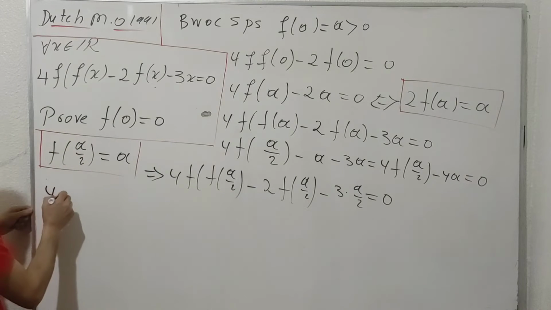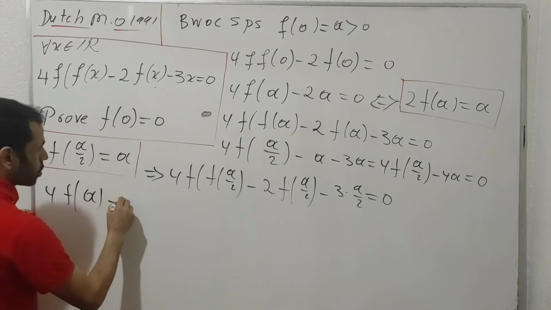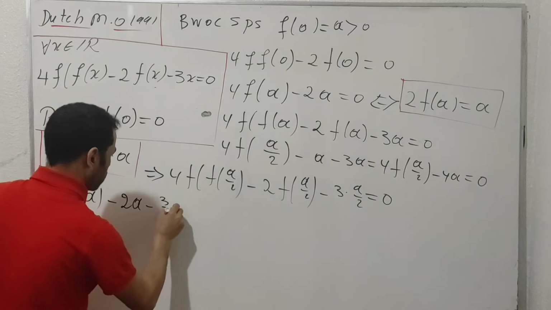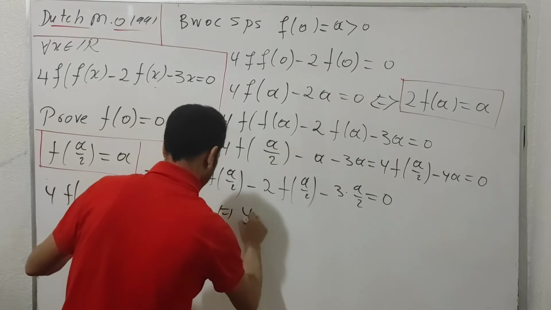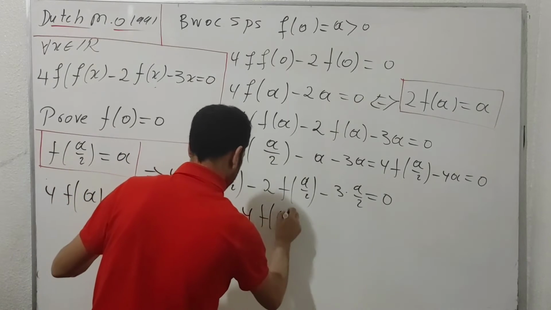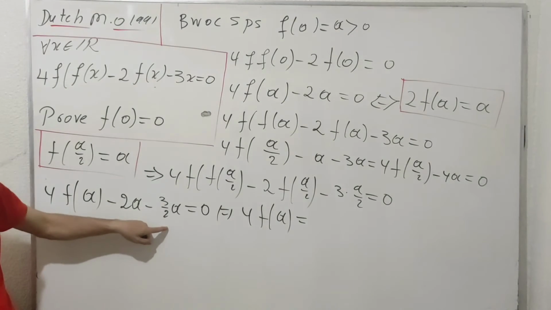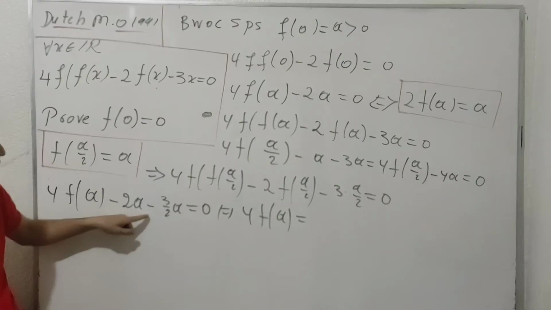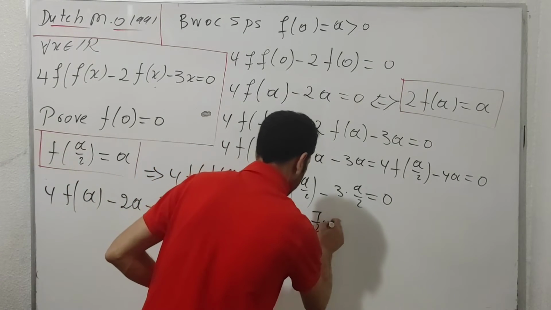I will get 4 f of A minus 2A minus 3 over 2a equals 0. Equivalent, 4 multiplied by f of a. So by calculating, this one is giving us minus 4a minus 3a, which is minus 7 over 2a. I'm going to take minus 7 over 2a to the other side. I will get equals 7 over 2a. Okay.